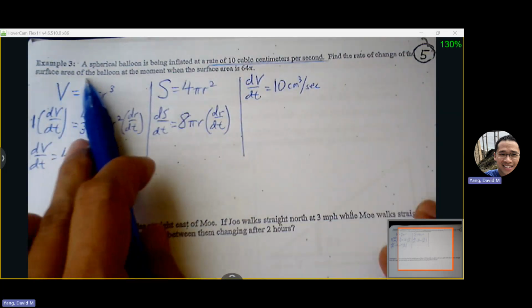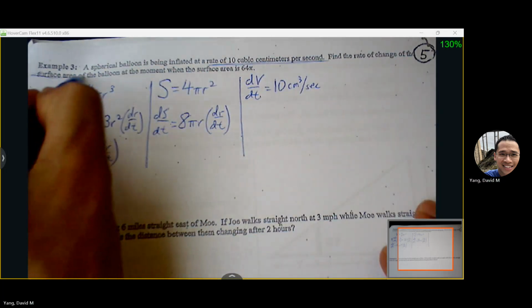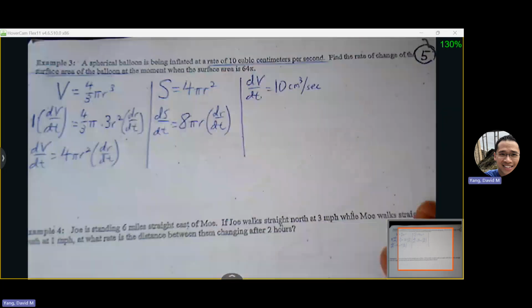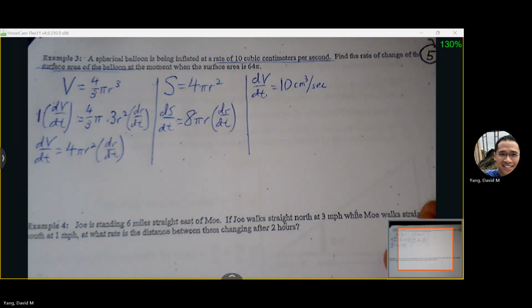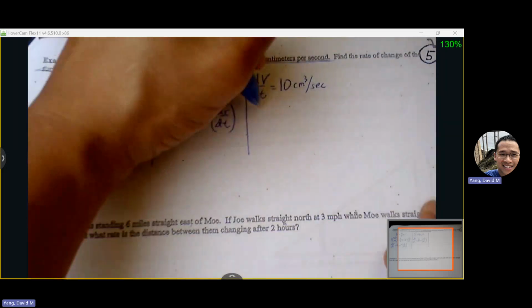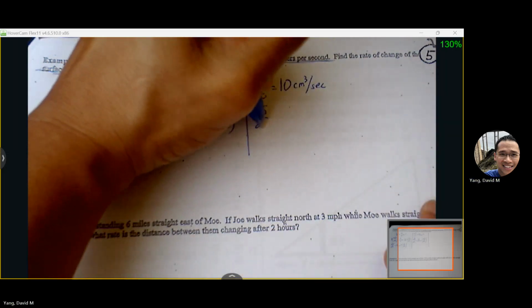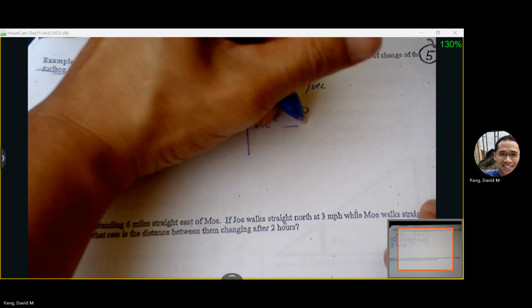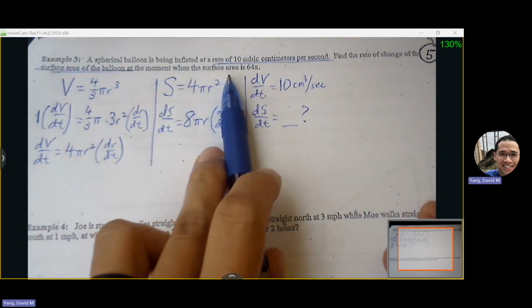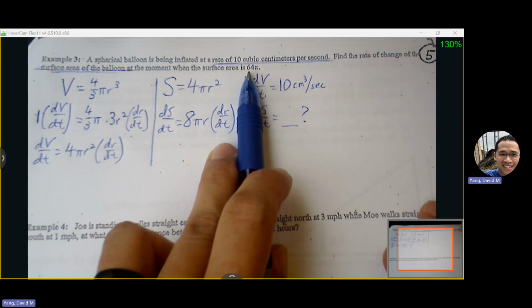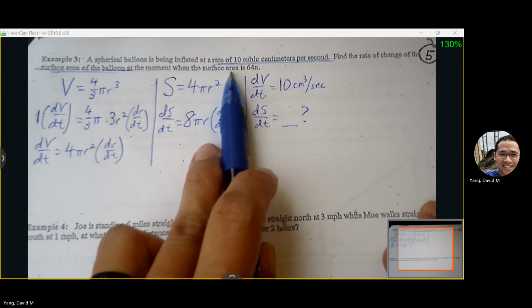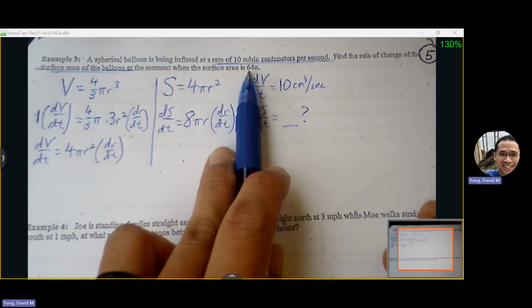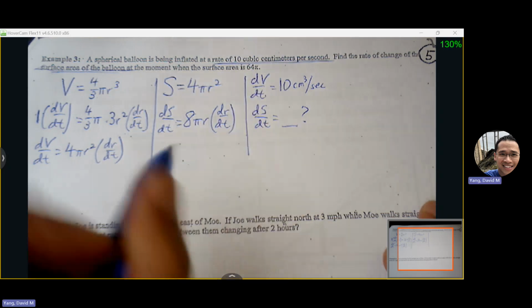Find the rate of change of the surface area of the balloon. What are we looking for? When the surface area is 64 pi, what variable is that? This S, yeah.